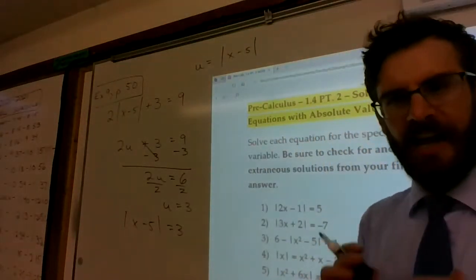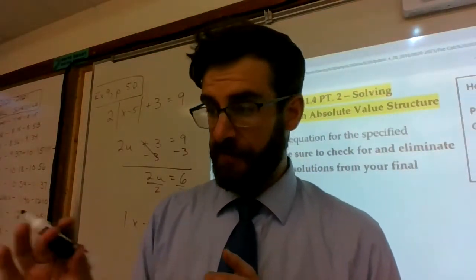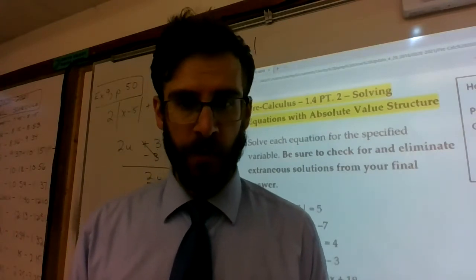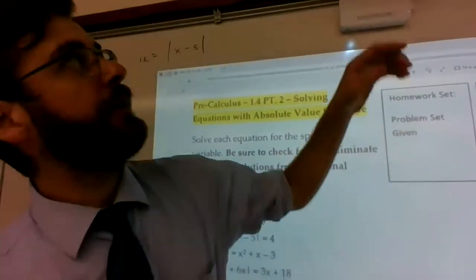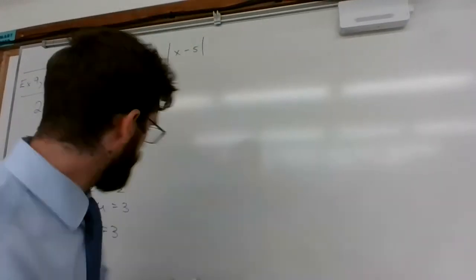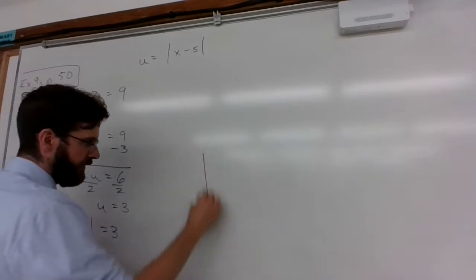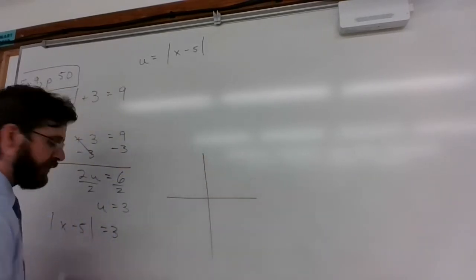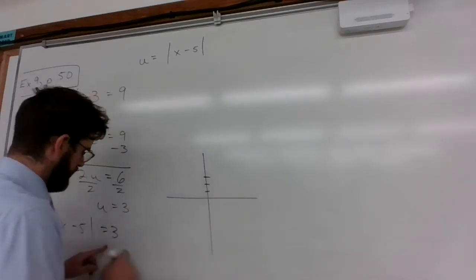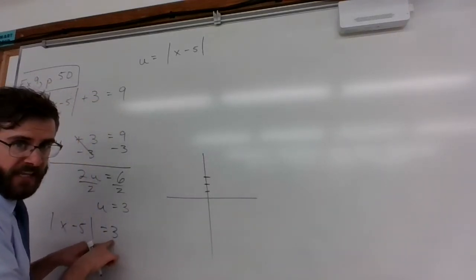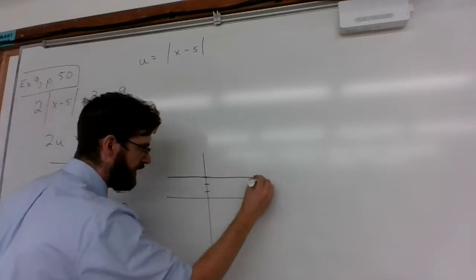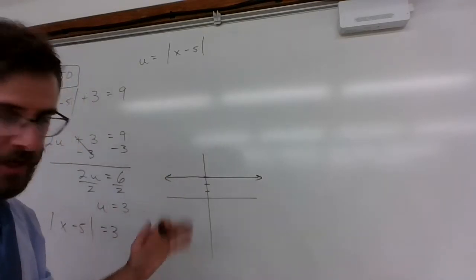Now, I introduced the whole idea of using graphs of the left-hand side and the right-hand side to make some sense of things when we're not quite sure computationally what we're supposed to do. So here's what I'm going to do. I am going to graph the left-hand side and then graph the right-hand side. Think of y equals 3 as the right-hand side of the equation. It's just a horizontal line at 3.